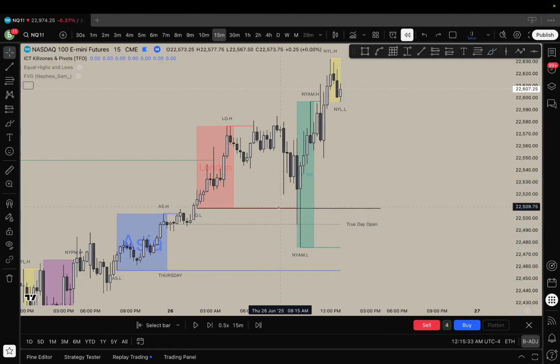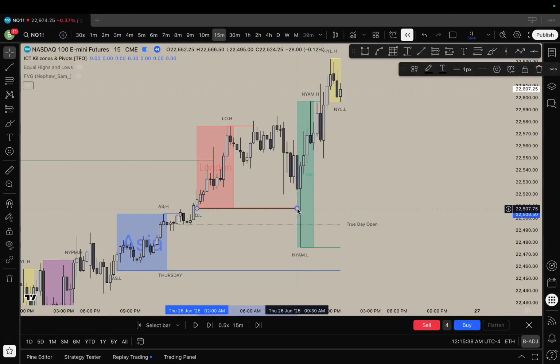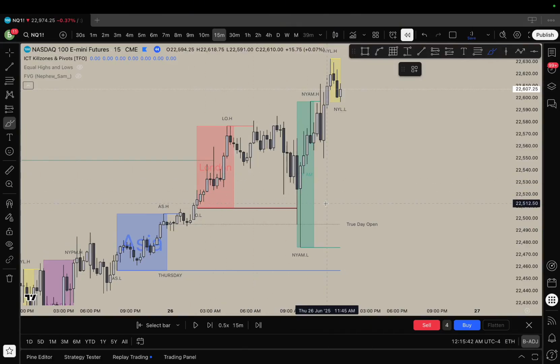This happens when we have smaller ranges. It's more like seek and destroy type conditions when London lows are really close, or London highs are really close on Judas days like this. So just something to look at.